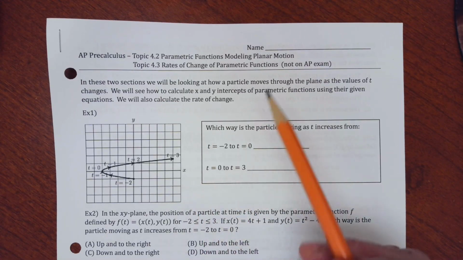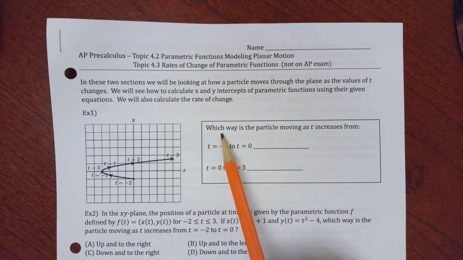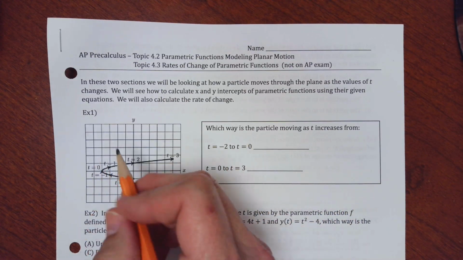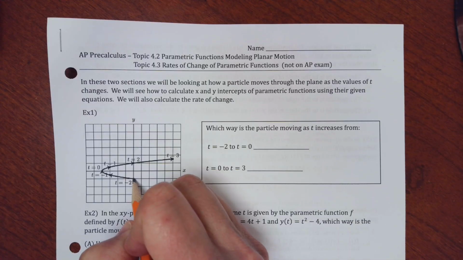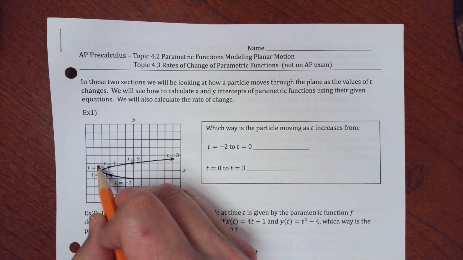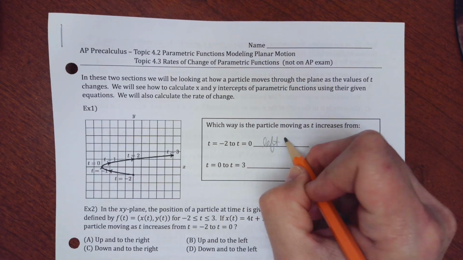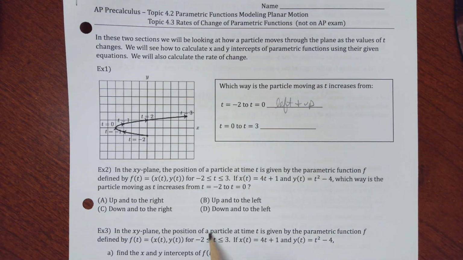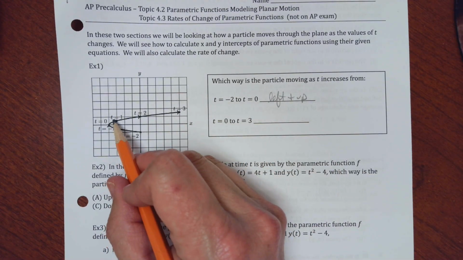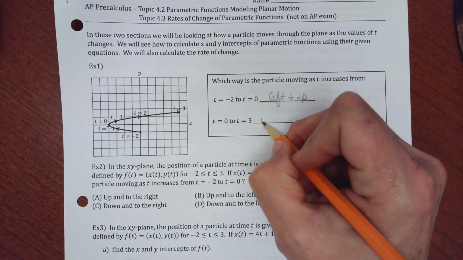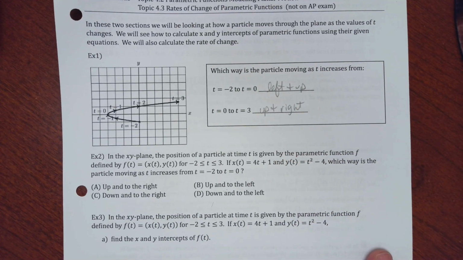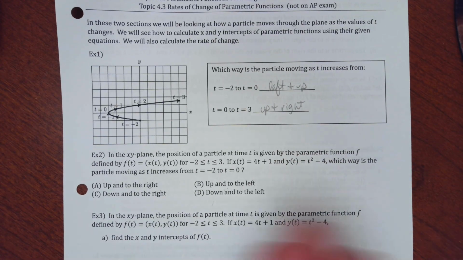Okay, so look at this picture. Which way is a particle moving as t increases from -2 to 0? So look, here t is -2 there, and 0 there. So which direction is it moving? Well, it's moving left and up. So you want to say left and up, or up and to the left, you could say also. From 0 to 3, it's going this direction here, so it's moving up and right. Okay, so as you do these problems, you have to kind of figure that out.